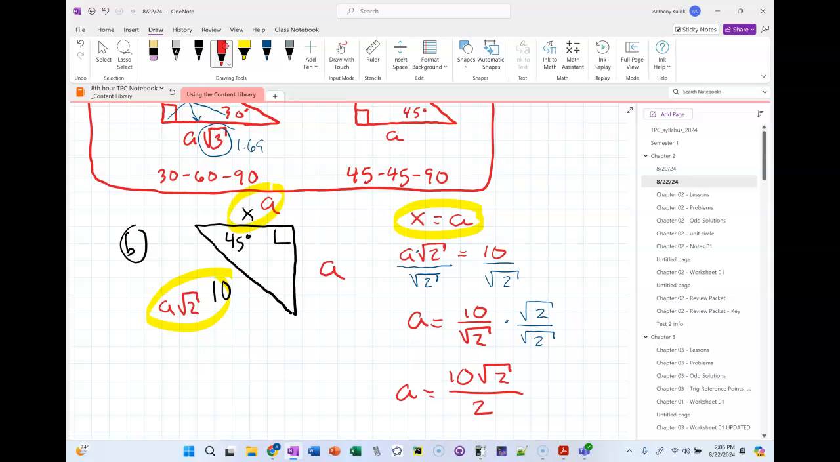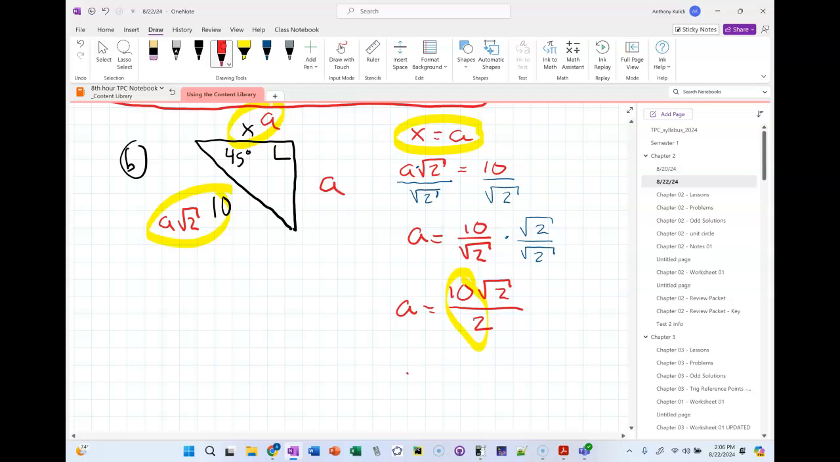Okay. Everybody's happy? No more square root in the denominator. Am I finished, though? No. What can I still do? Simplify. What can I simplify? Yeah, I can reduce that fraction. So 10 divided by 2 is just 5, and then I have the root 2 still stuck on there. Bada boom, bada bing. And we're done with that.